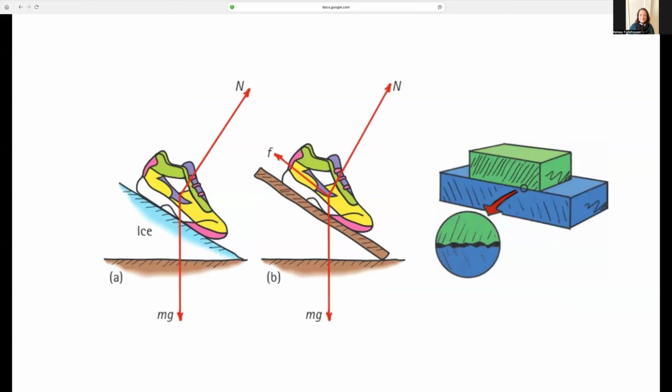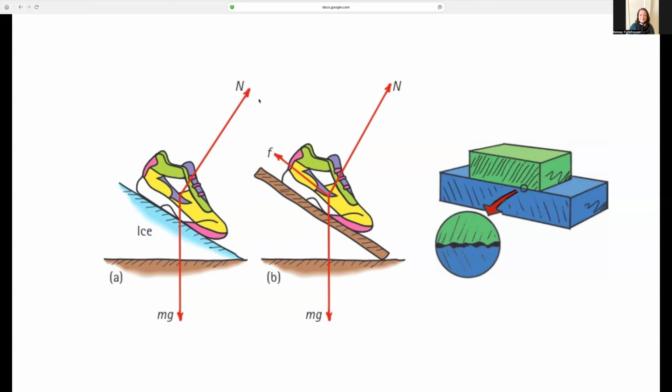Let's look at another example of objects on an incline. But the incline is made of different stuff in each example. So we have ice. And ice is something that has really low friction. It's a very smooth surface. So lots of times a physics problem will say something is on ice to indicate that you don't have to worry about friction. And then we have this one where it's on some wood or something, so there is friction.